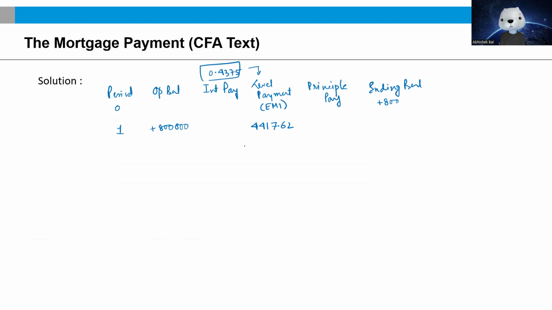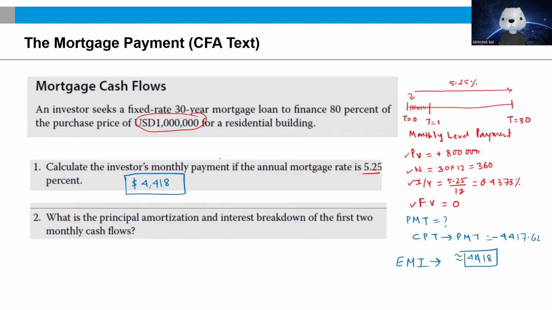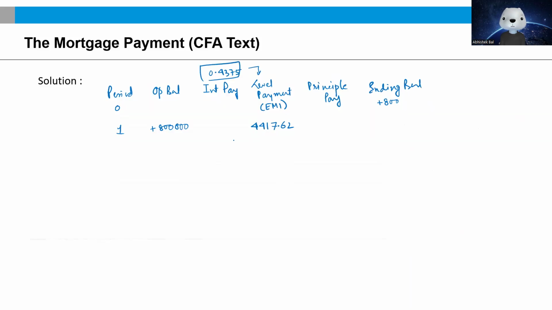All right. So how do we go about it? We are being asked to calculate the principal amortization and interest breakdown of the first two monthly cash flows. So it should be easy. The first one, of course, you have taken a loan of 800,000. So the interest that is going to be applied on this is going to be 0.4375. That's a monthly interest. So let's work it out.